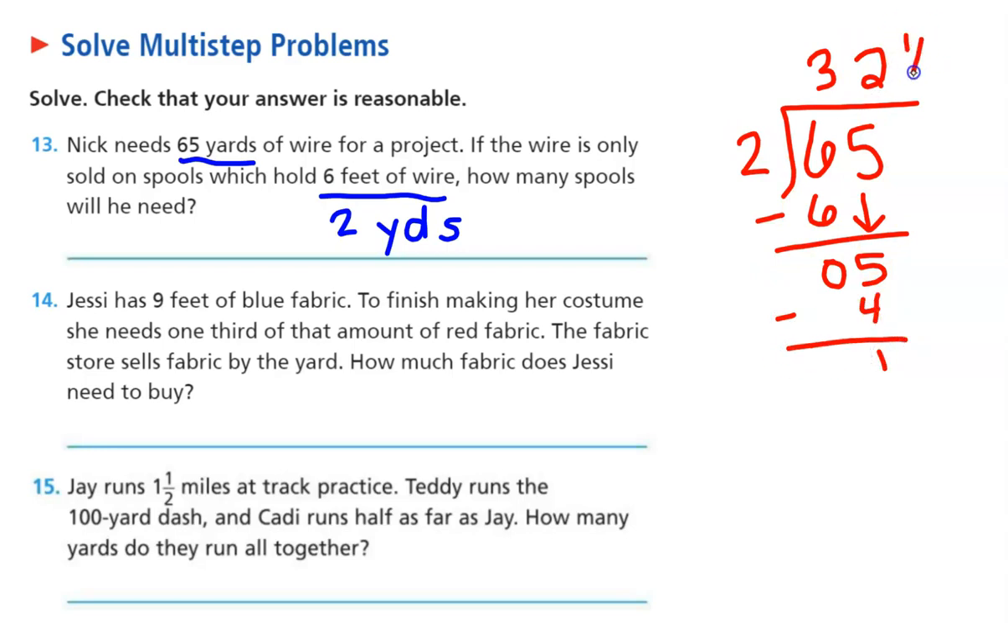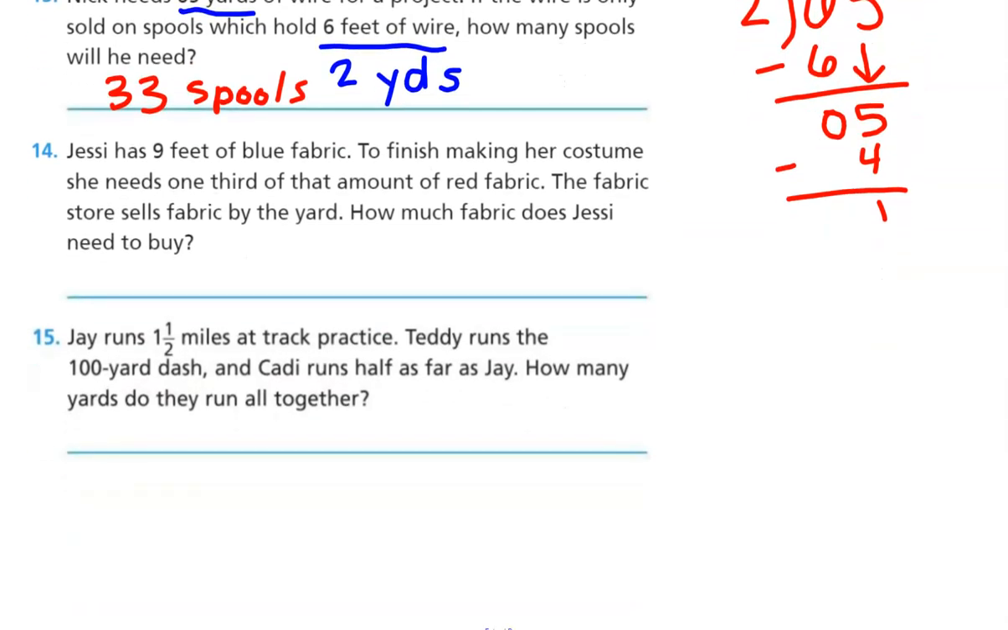And I'm left with 32.5, but I'm going to be willing to bet that he's not able to buy half of a spool of wire. So that means we're going to have to round up here. We're going to have to go from 32.5, and we need to know that he's going to need 33 spools of wire in order to do his project.